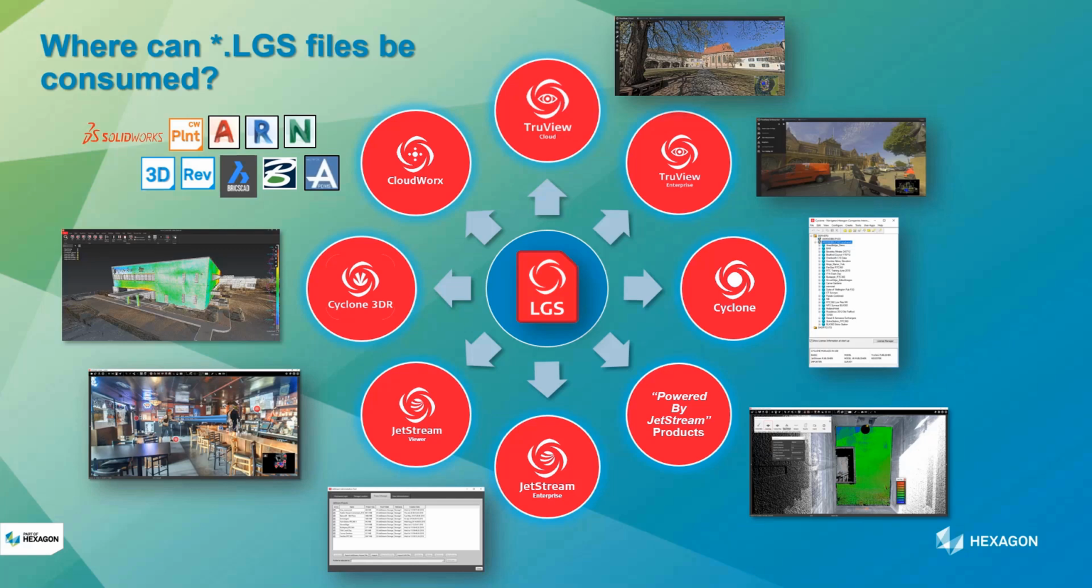You can load an LGS file to JetStream Enterprise. And the key focus of today, the LGS file opens up in JetStream Viewer. Cyclone 3DR, our all-in-one deliverable solution, will also read the LGS file, and then all of our CloudWorks variants will read the LGS file. So it just makes it so much easier to share your data with all these different people using these different solutions. And that's what we've aimed to do, to make it as simple as possible. And so the LGS file becomes really important for that strategy.